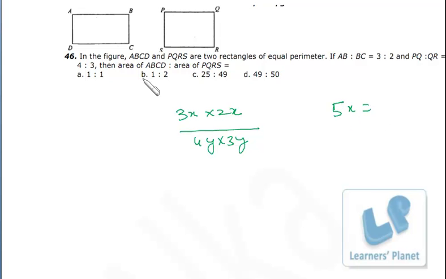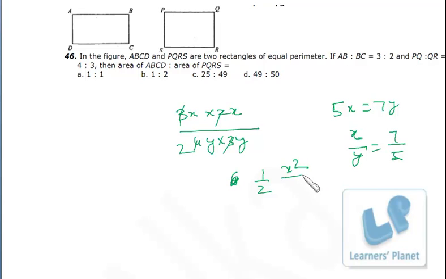So 5x is equal to 7y. That means x by y is equal to 7 by 5, right? Now the ratio of area is what? 6, I just cancel this. So it is 1 upon 2 x square by y square, right? So x by y is 7 by 5, so x square by y square is 49 by 25. Okay, so it is 49 by 50. Pretty simple.